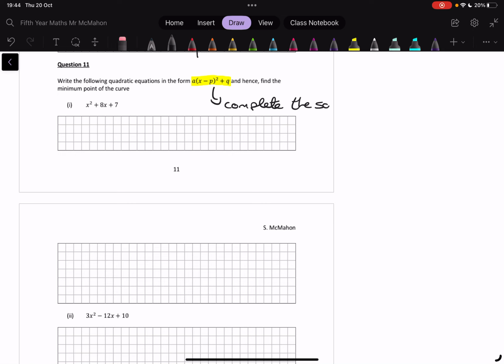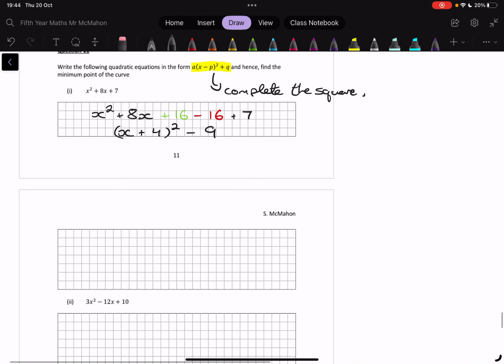So complete the square. For the first one here, we have x squared plus 8x. We divide the 8 in half, which gives us 4, and we square it, and that will give us plus 16. We have to remember as well that we have to add in that minus 16, and we get plus 7. Putting this into brackets, we will get (x plus 4) all squared, minus 16 plus 7 is minus 9. And that's our answer.